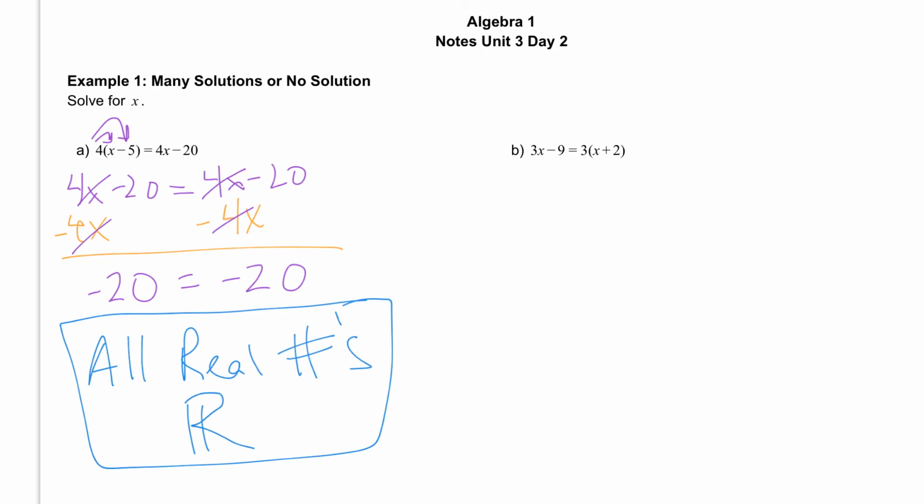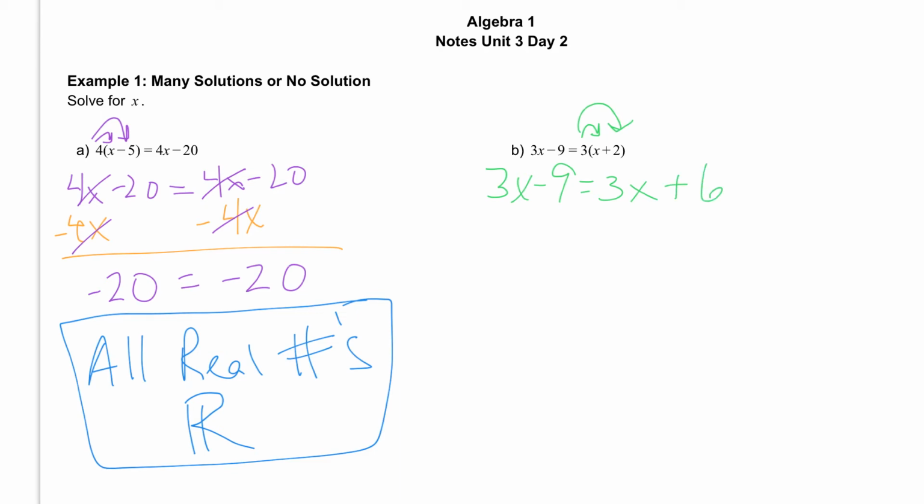Now let's take a look at letter B. Letter B, we have 3x minus 9 equal to 3 times x plus 2. This time the right-hand side we need to go ahead and distribute, so let's do that. Let's distribute that 3 on the right-hand side. So our left-hand side will stay the same, 3x minus 9. And on the right-hand side we're going to distribute the 3 to the x to get 3x. And we're going to distribute the 3 to the 2 to get plus 6.